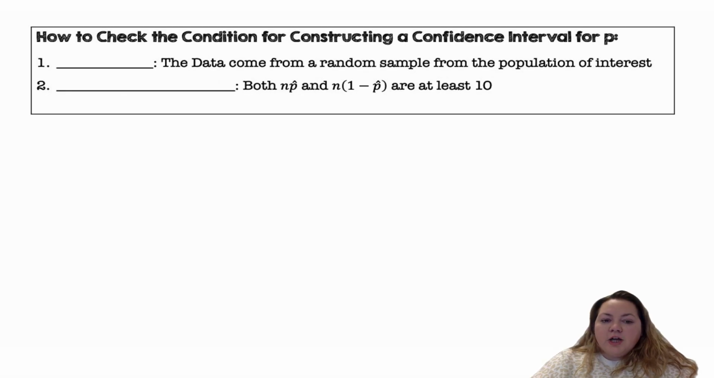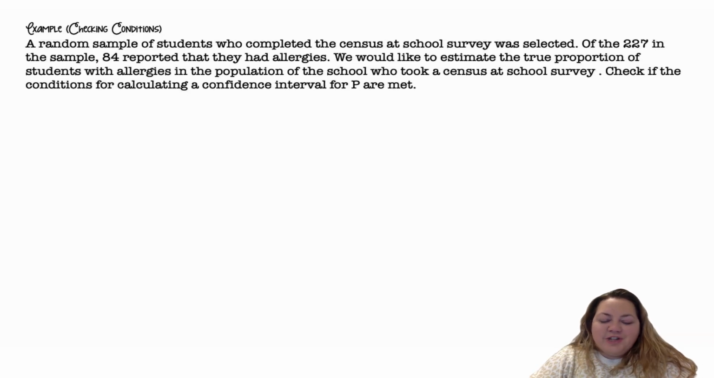All right, how to check the conditions for constructing a confidence interval for p, a population proportion. So, random: the data come from a random sample from the population of interest. And large count: both n times p hat and n times 1 minus p hat have to be at least 10. All right, so let's practice checking these conditions.